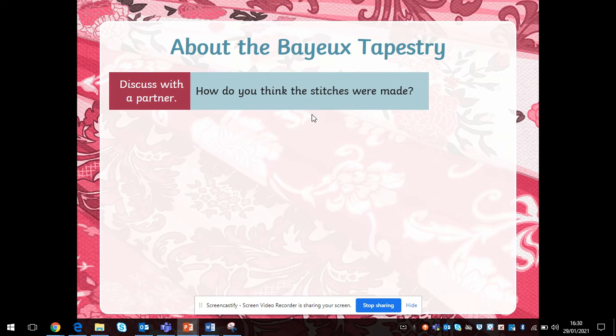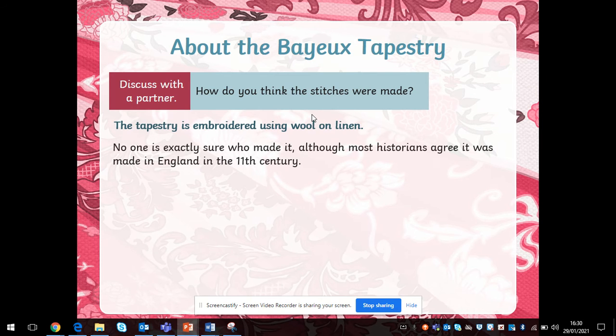Right, how do you think the stitches were made? Once again, you need to jot your ideas down, that's fine. So the tapestry is embroidered using wool and linen. Okay, so there are different types of material, wool and linen. No one is exactly sure who made it. Most historians agree it was made in England in the 11th century.